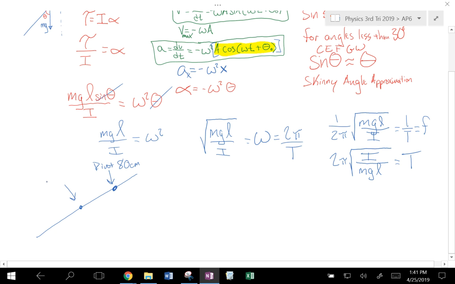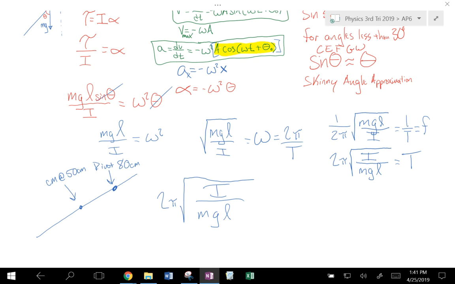The center of mass is at the 50 centimeter mark. Okay. So as I'm setting this up here, 2 pi root I over mgL. I know L is 80 minus 50 centimeters. I for this thing, I could use integration to figure out the moment of inertia for the stick about the 80 centimeter mark. But instead, this is when we talked earlier about the parallel axis theorem, this is a good opportunity to employ that. Okay?